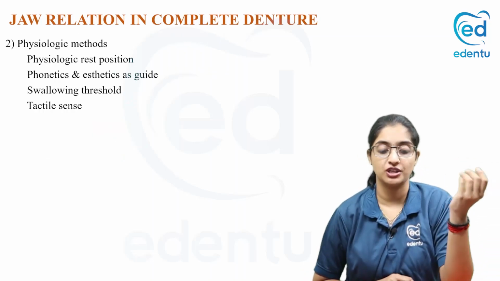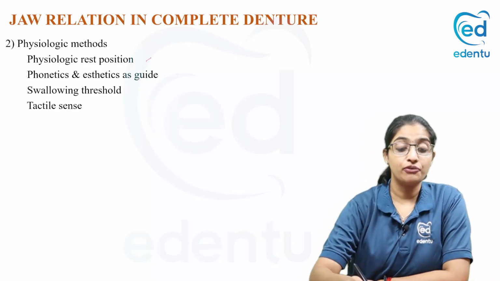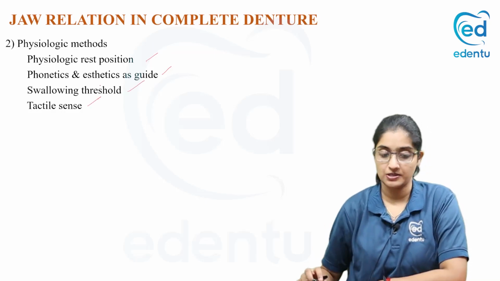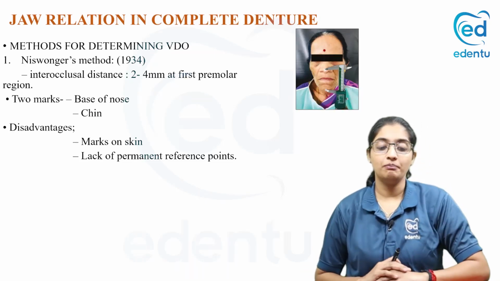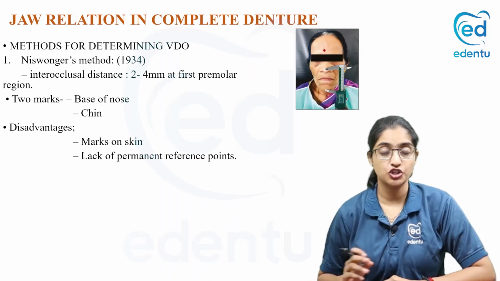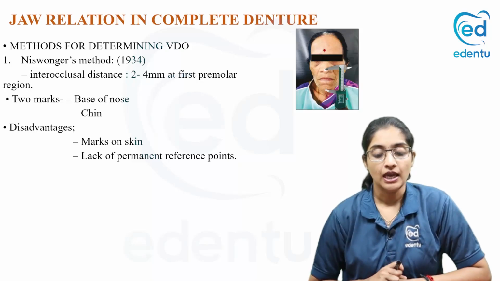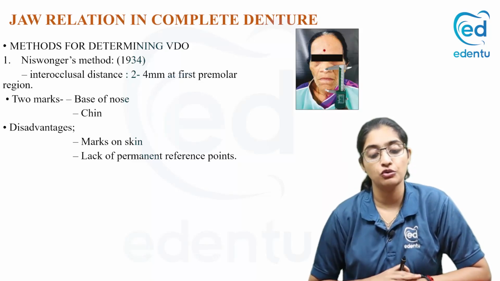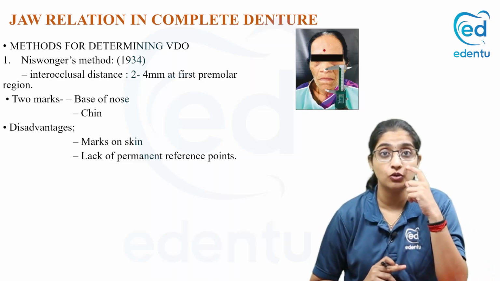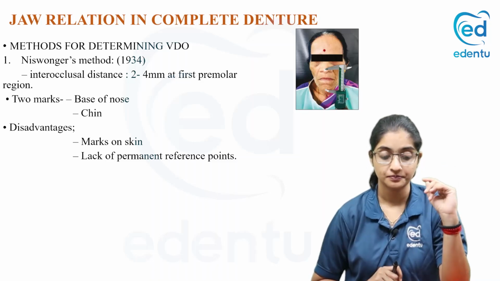That is your mechanical methods. Then you have your physiological methods. In physiological methods, you have your physiological rest position, phonetics and aesthetics as a guide, swallowing threshold, and tactile sensations. Now, methods for recording in the physiological methods. The first method will be Niswonger's method, given in 1934. Now, like we know, you have the interocclusal distance, which is 2 to 4 millimeters at the first premolar region. That is very important. Not in the anterior, not in the posterior. It is in the first premolar region.